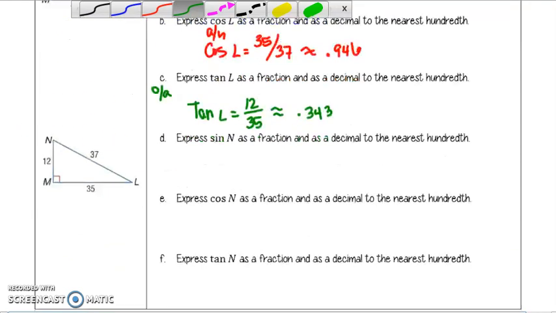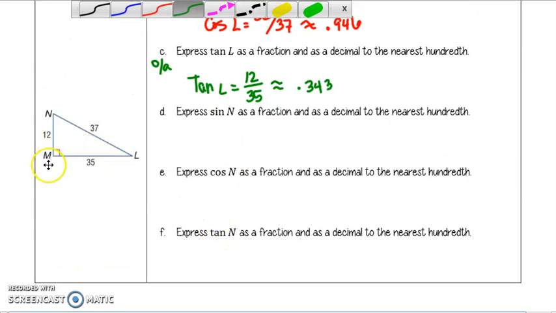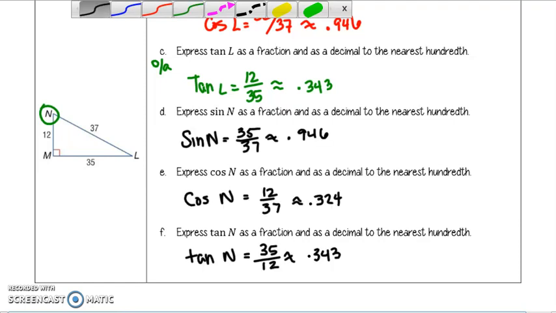I want you to try these next three on your own, going from N: sine, cosine, tangent, and then check when you're ready. Hopefully you got these three answers correct. If not, take a look and see where you made a mistake.